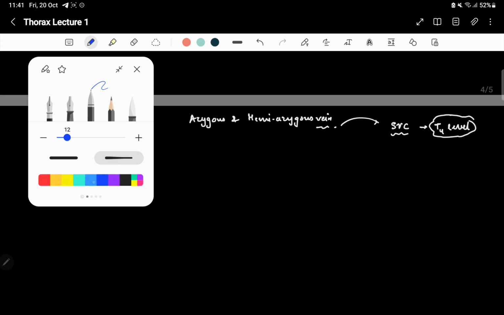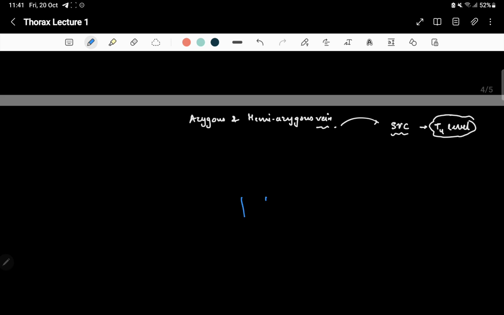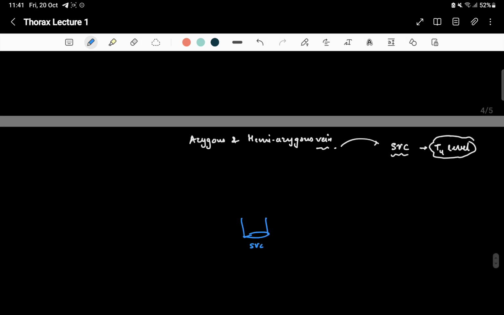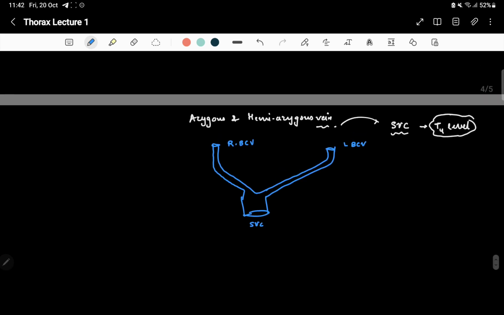So let me take the blue color and draw the superior vena cava here. From the superior vena cava arise the right brachiocephalic and the left brachiocephalic veins. Let's say this is the left brachiocephalic vein and this is your right brachiocephalic vein. From your right brachiocephalic vein drains another vein, which is your right first intercostal vein.